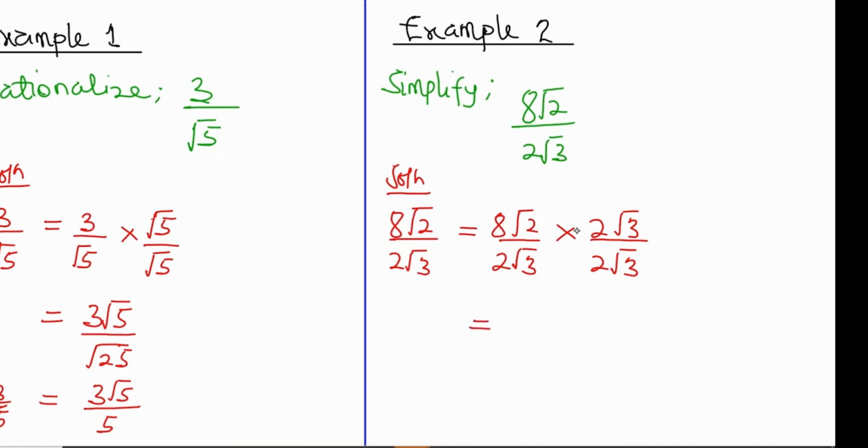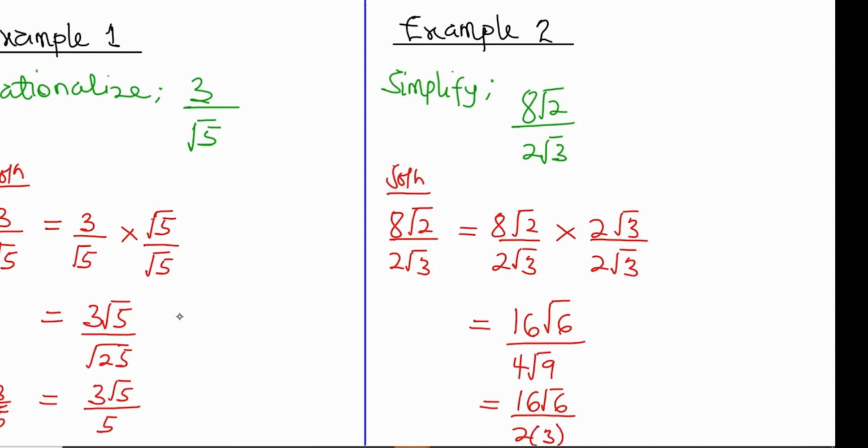So 8 multiplies 2, we have 16 square root of, now 2 multiplies 3, that is 6, divided by, now 2 multiplies 2, we have 4 square root of, now 3 multiplies 3, we have 9. So this can be further reduced, and we have 16 square root of 6 divided by 2, and we know square root of 9 to be the same thing as 3. So we multiply here by 3.